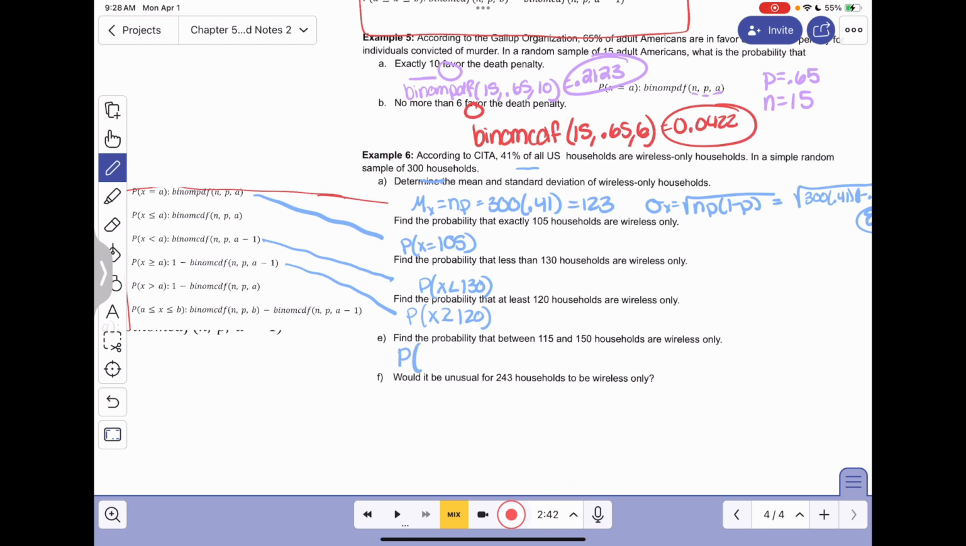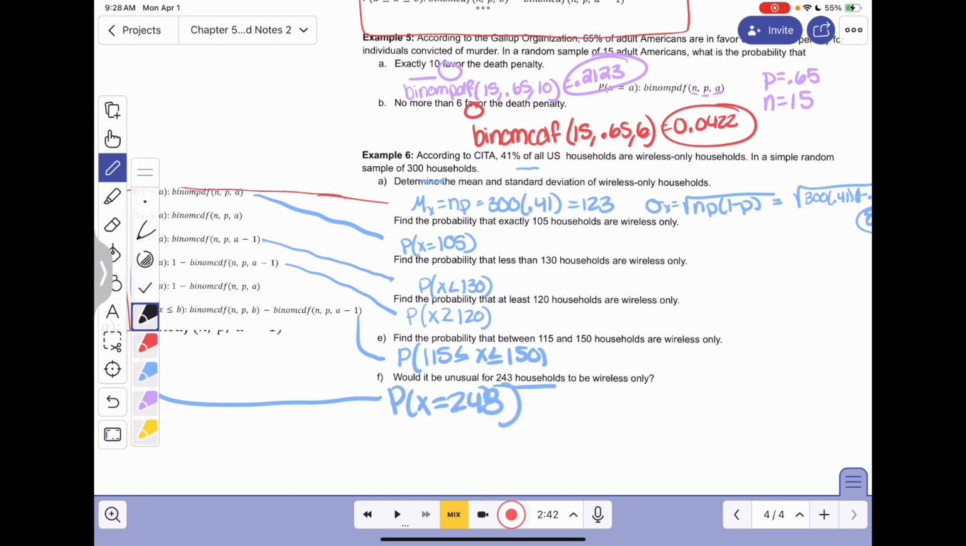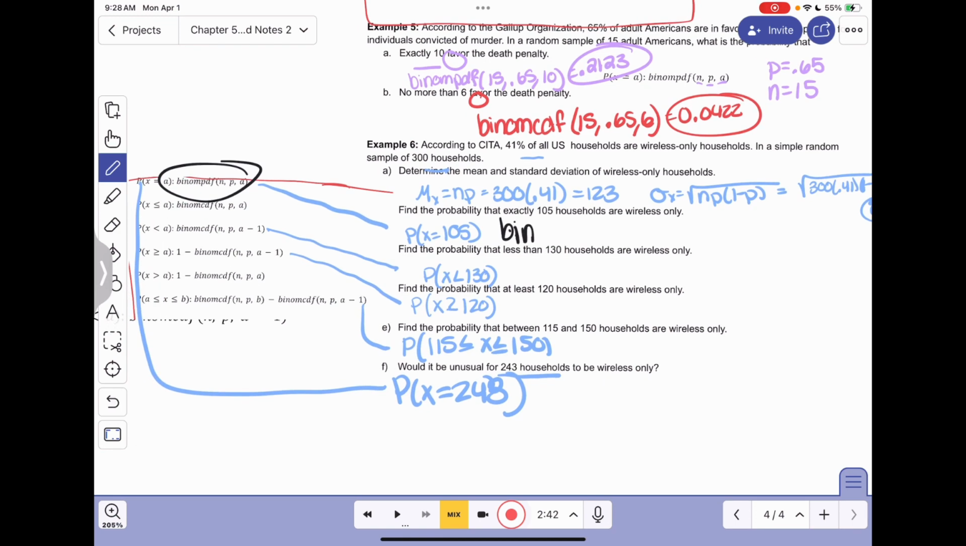Then we're doing between, so it's 115 less than or equal to X, less than or equal to 150, so that's going to be this one. And then would it be unusual for 243 households? We're going to do the exact again and then see if that percent is unusual. So now we would decide. So this is telling us PDF. And we would do N, which is 300, P, which is 0.41, A is 105.